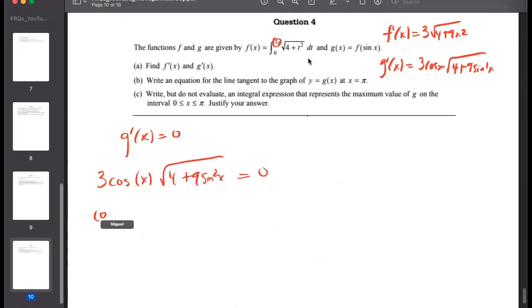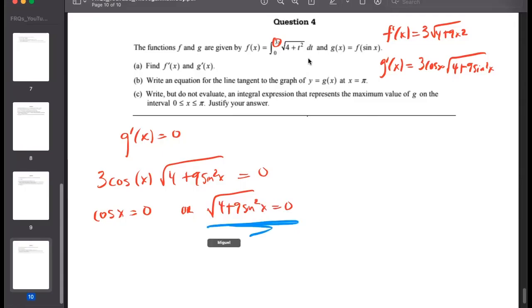So we have two scenarios. Cosine of x is equal to 0, or root 4 plus 9 sine squared x is equal to 0. Okay, let me focus very quickly on that root. That's going to mean that 4 plus 9 sine squared of x is equal to 0. But check this out. If I move the 4 to the other side and divide by 9, I get sine squared x is equal to -4/9.